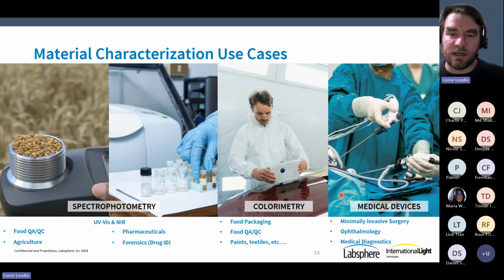And then certainly we see it in medical devices as well. People using standards for some sort of quick reference for surgical instrumentation and endoscopes and the like. Medical diagnostics, I was referencing before.